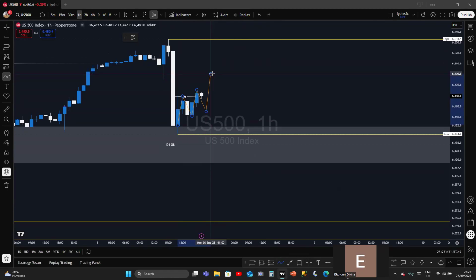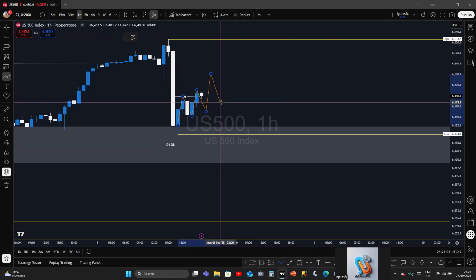Once price gives us a break of structure, we wait for a pullback again, before you can now join the market.